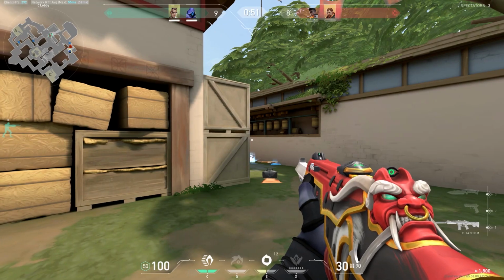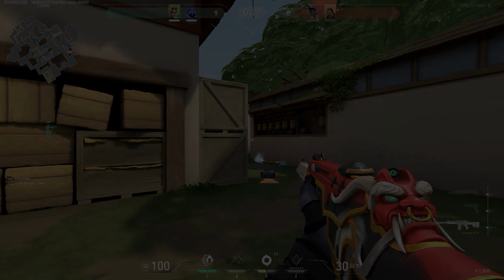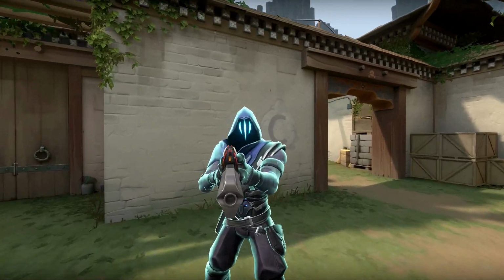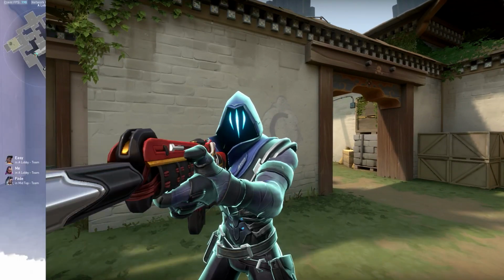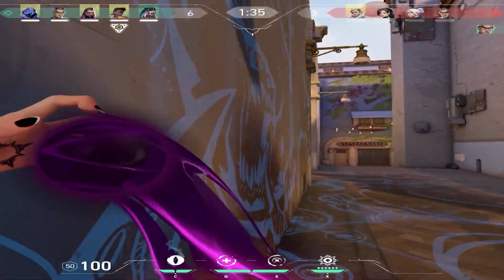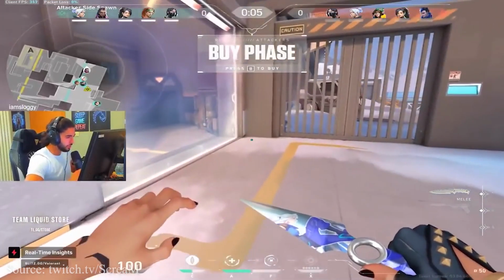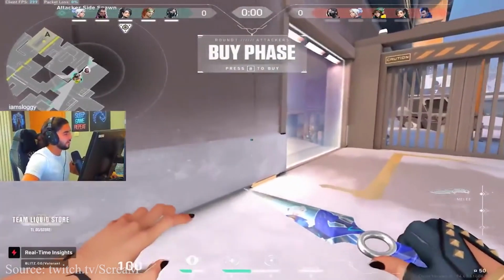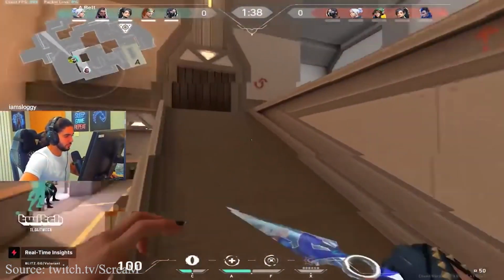If you're watching this, chances are that you're probably playing Valorant in 1920 by 1080, 16:9 aspect ratio, because what else would you play it on, right? What if I told you that there are some players out there who play on a 4:3 ratio, where textures lose quality and the image gets wider? This is known as playing stretched. But why do some players, including pros, play on stretched?